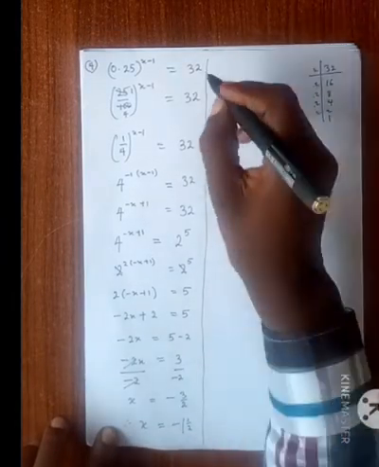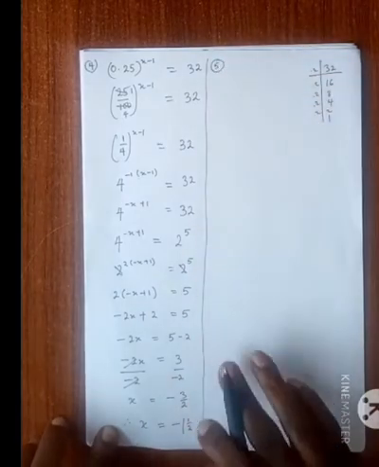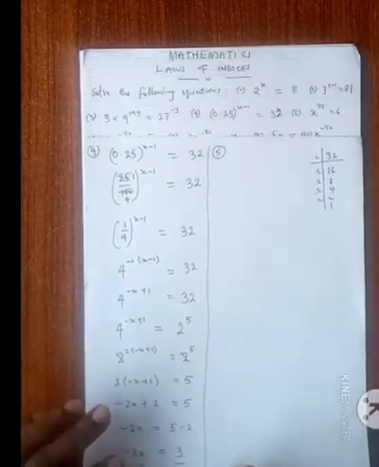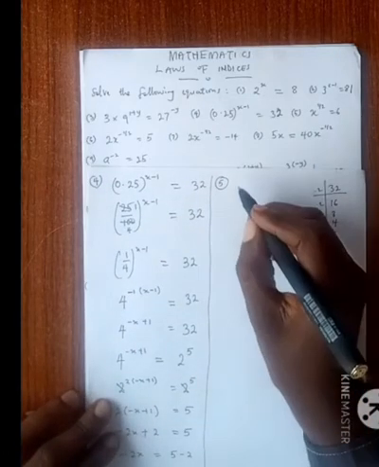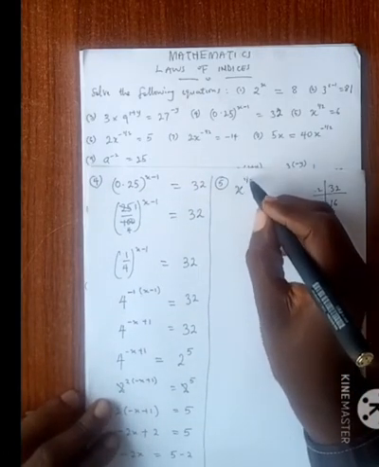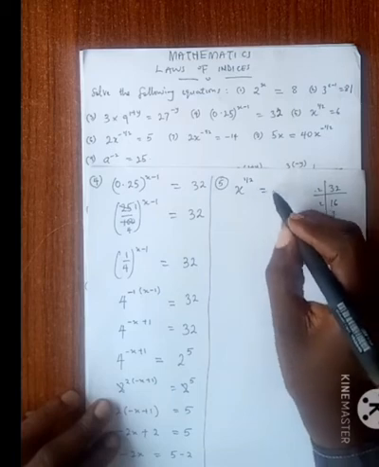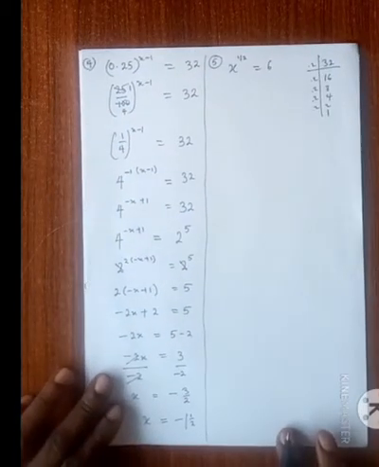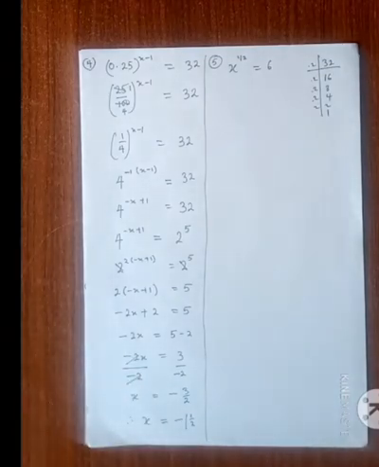The next is going to be question 5. And in number 5, what I have is x raised to power half is equal to 6. So dealing with this one is as simple as well.